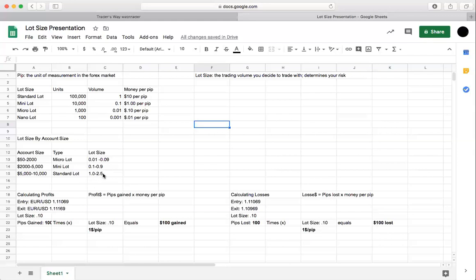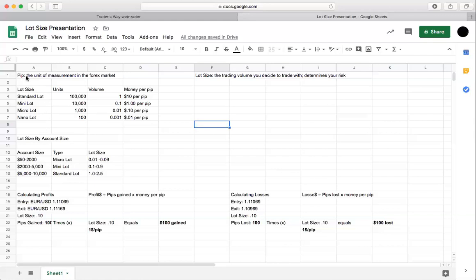You can use a lot size of 5, 10, 20, right? But if you don't have enough money in your account, they won't allow you to get up to those crazy large lots. So that's why we're giving you this, so that you can use this as a good guide to guide your trading, right, for risk management.